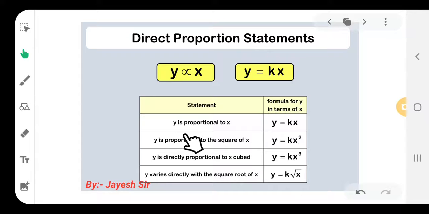Second statement: y is proportional to the square of x. In mathematical terms, y equals kx squared. Third statement: y is directly proportional to x cubed. That means y equals kx cubed, where k is always taken as a constant, as you can see in the second and third statements also. Similarly, y varies directly with the square root of x, which can be written in mathematical form as y equals k times the square root of x. That is the statement, and in terms of mathematics we write it like this. I hope you are all clear.